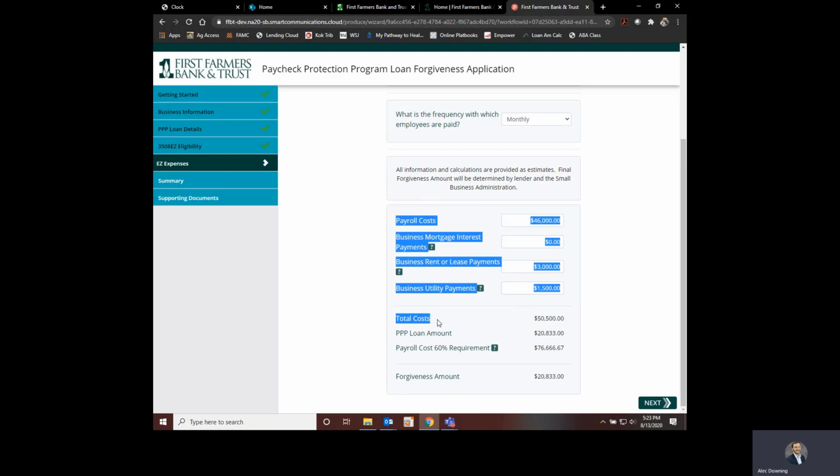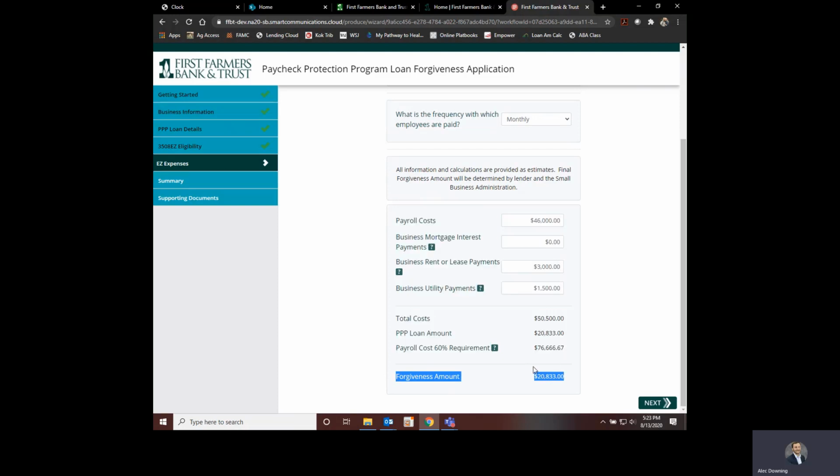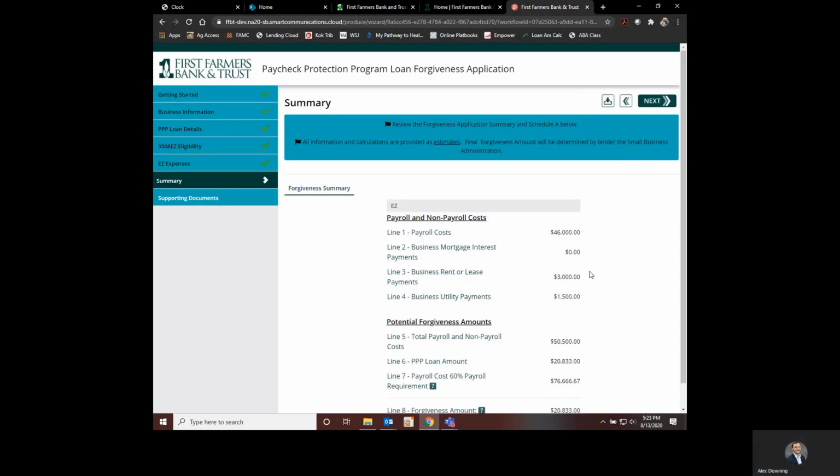Now down here, this is all just calculable amounts. This here in the middle is your PPP loan amount that you received. These other numbers are just some calculable amounts that are put through on the form. The number that you should really be concerned about down here is the forgiveness amount. This is the amount of the loan that will be forgiven. So of this amount, how much will be forgiven? And in this particular example, I should be getting all of this loan forgiven.